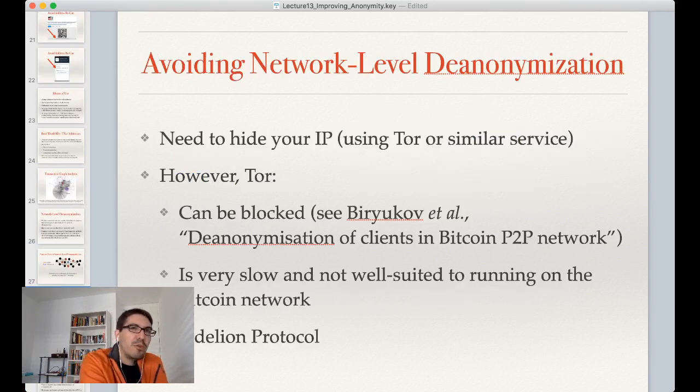So in order to avoid this sort of level of de-anonymization, you would have to hide your IP. So there are some ways, like using Tor or similar services. However, that can be blocked. It's very slow. It's not very well suited to running on the Bitcoin network. Because Tor sends data over several hops, it actually might be too slow for using. It's not very easy. But there are some other ways to avoid it.